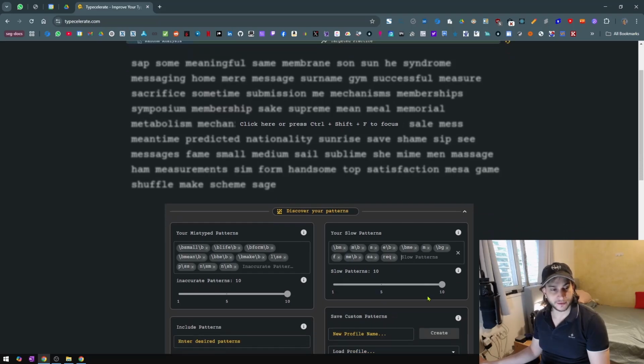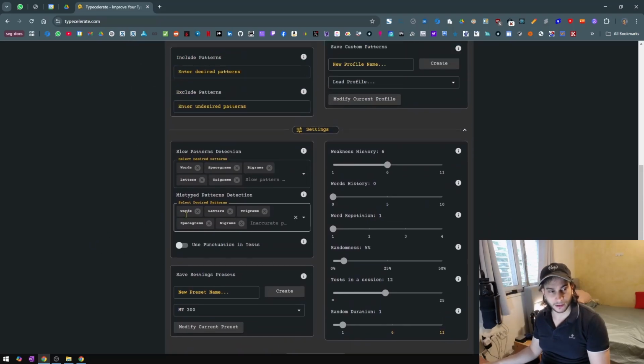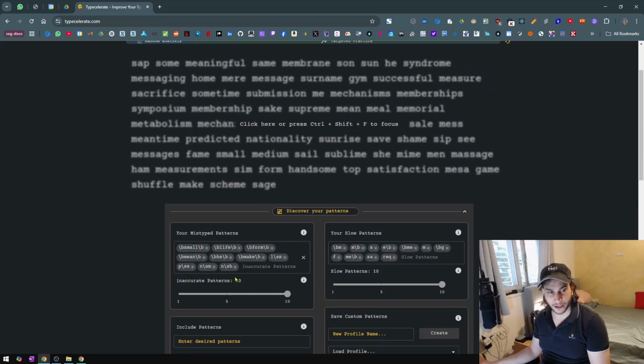Another type of pattern, which is the last one, is what I call a spacegram. Let's scroll down for a second and remember which patterns we are collecting. So words, letters, trigrams, bigrams, and spacegrams. A spacegram is a character and then a space and then another character, right? So it's not really a pattern that you would find within a word. Rather, it's something that you would find between two words.